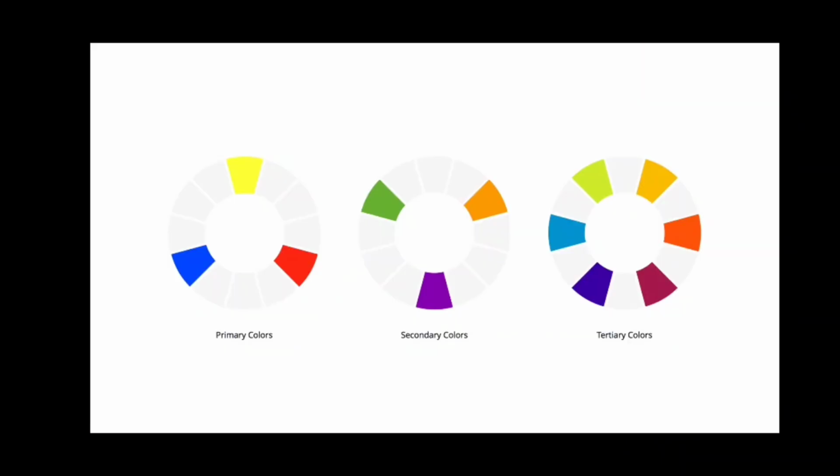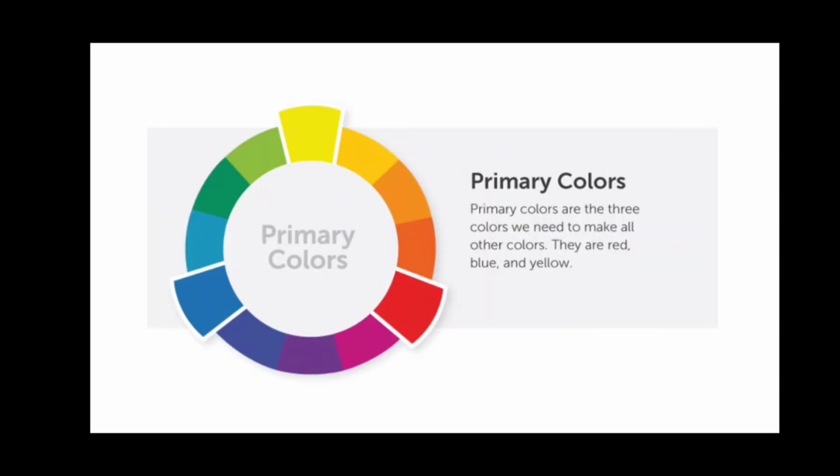So we have 3 sets of colors. These are primary colors, secondary colors, and tertiary colors. Primary colors are the 3 colors we need to make all other colors. They are red, blue, and yellow. So basically, primary colors cannot be created by mixing 2 other colors. These 3 colors have one single hue in it.